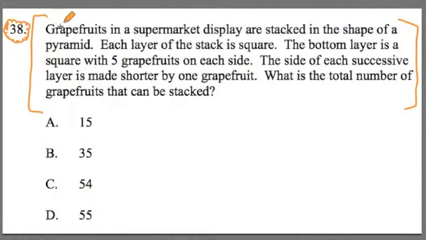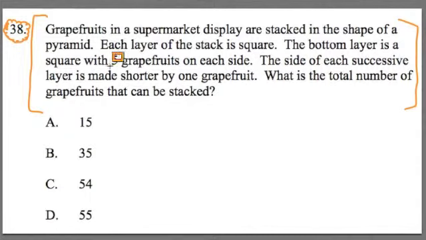It says here, grapefruits in a supermarket display are stacked in the shape of a pyramid. Each layer of the stack is square. The bottom layer is a square with 5 grapefruits on each side. The side of each successive layer is made shorter by 1 grapefruit. What is the total number of grapefruits that can be stacked? Okay, read it over and try and solve it on your own. Well, I want you to do that. You're pausing me, and you're going to unpause me.